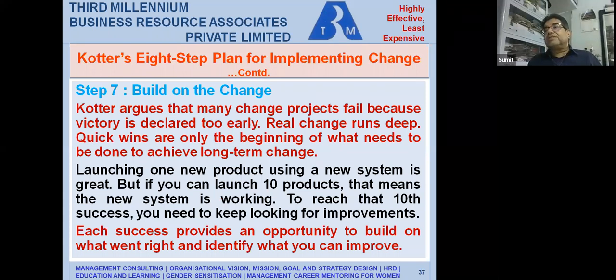Now this is where Kotter has cautioned that many projects fail because victory is declared too early. Real change runs deep. Quick wins are only the beginning of what needs to be done to achieve long-term change. Launching one new product using a new system is great, but if you can launch 10 products, that means the new system is working. It will consolidate your gains, right? So to reach the 10th success, you need to keep looking for improvements.